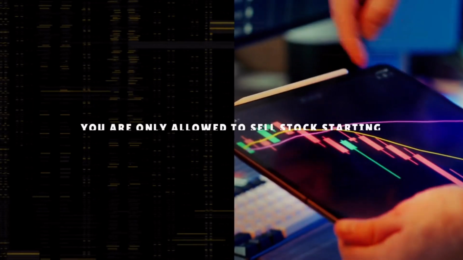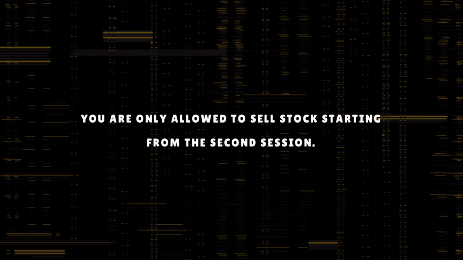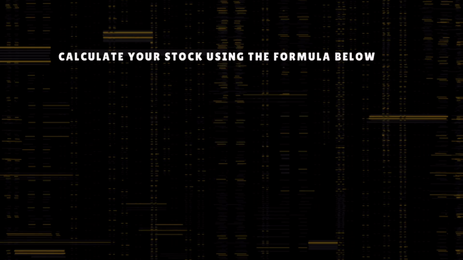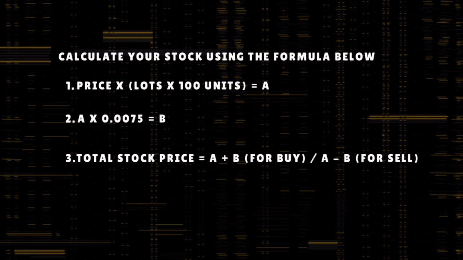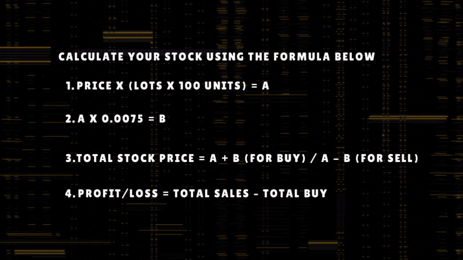How to sell stock? You are only allowed to sell stock starting from the second session. Calculate your stock using the formula below. Number 1, price times lots times 100 units equals A. Number 2, A times 0.0075 equals B. Number 3, total stock price equals A plus B for buy and A minus B for sell. Number 4, profit or loss equals total sales minus total buy.